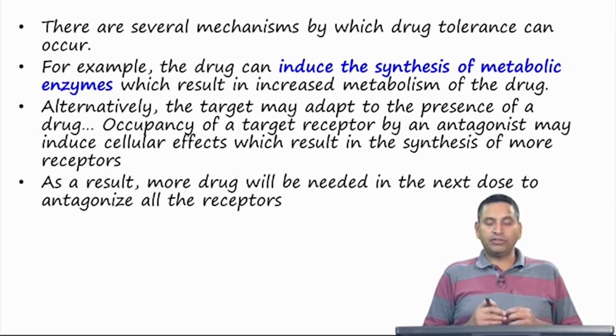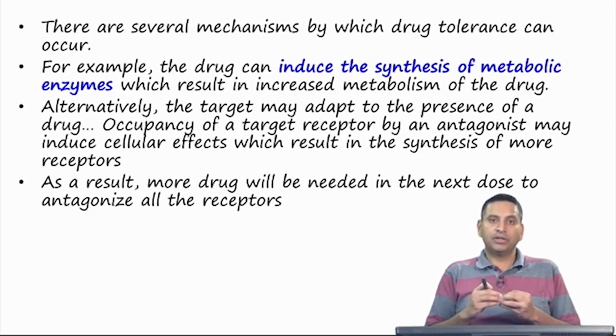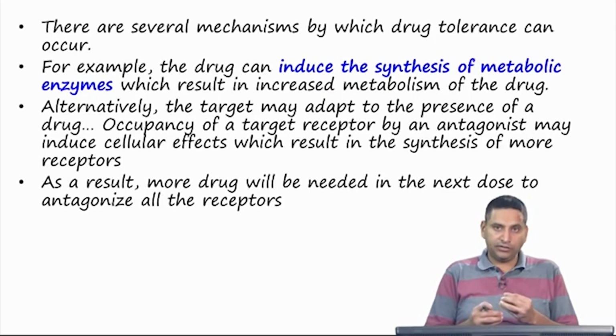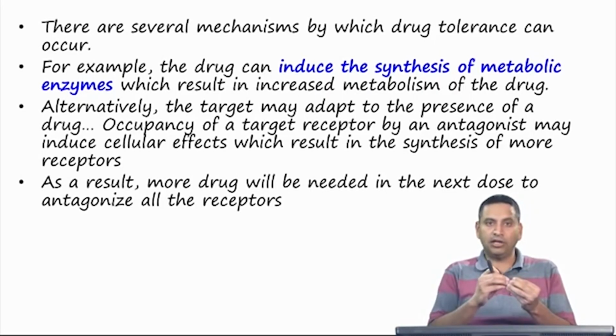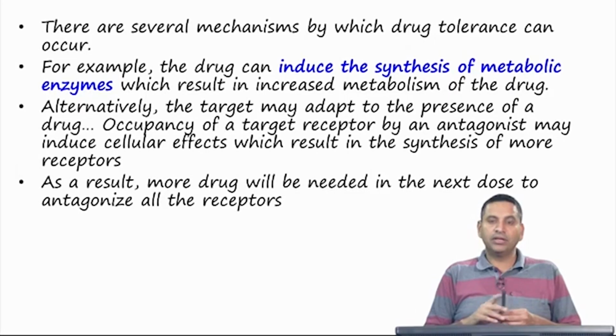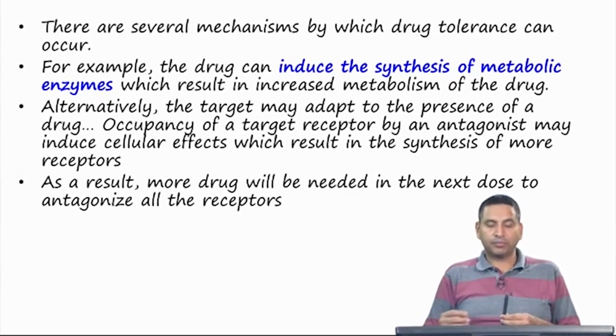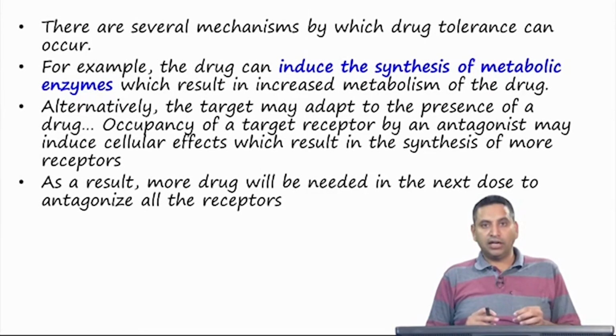But one of the ways in which drug tolerance can happen is if the drug can induce the synthesis of a metabolic enzyme. So, what happens is that once this metabolic enzyme is increased, then the drug is going to be metabolized before it gets to its target. So, you need a larger amount of the drug for the same effect. Alternatively, the target may adapt.